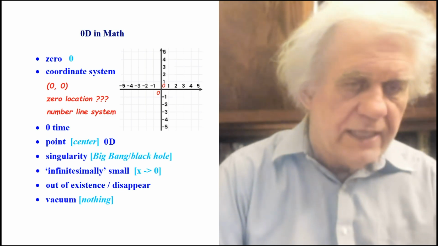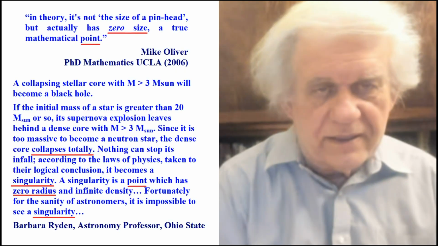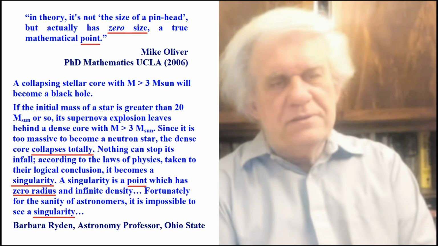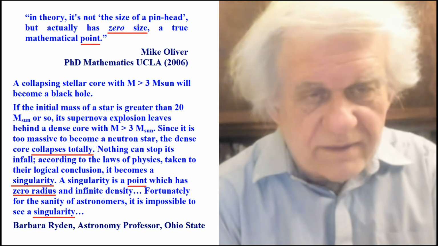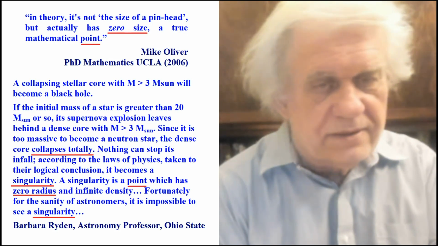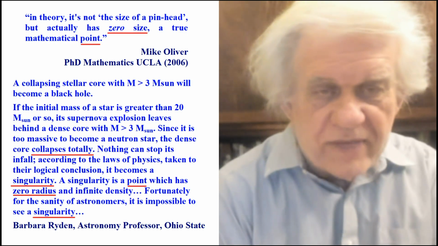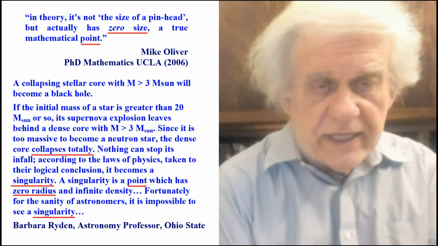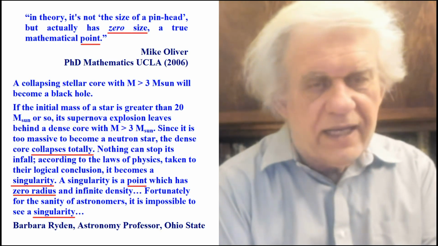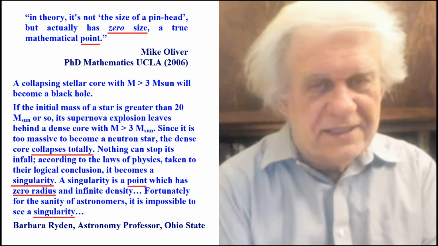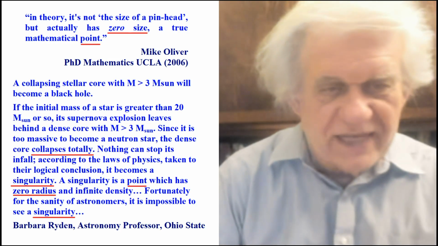But you might say, well, that's just 2. Let's find out some more here. 0 size, up to a true mathematical point. Another person says a star collapses totally to a singularity, which is what? A point which has 0 radius. It is impossible to see a singularity. No kidding. You've got to have good eyesight to see nothing.